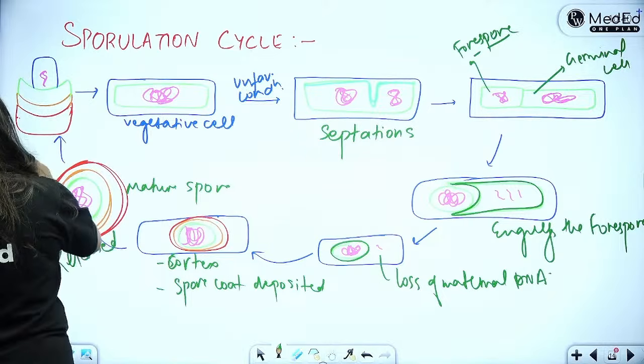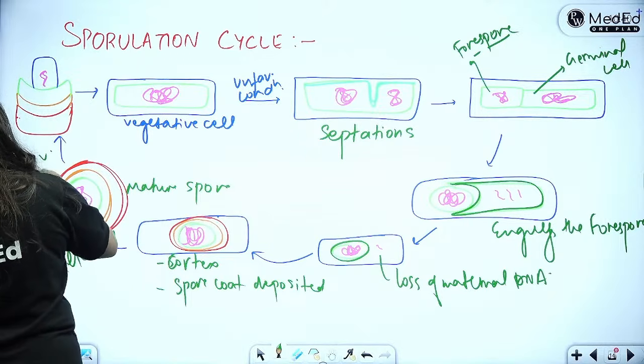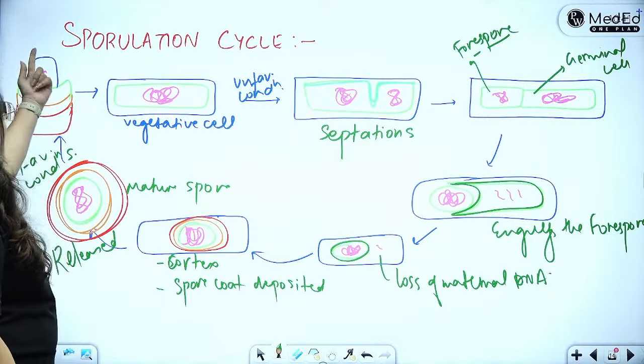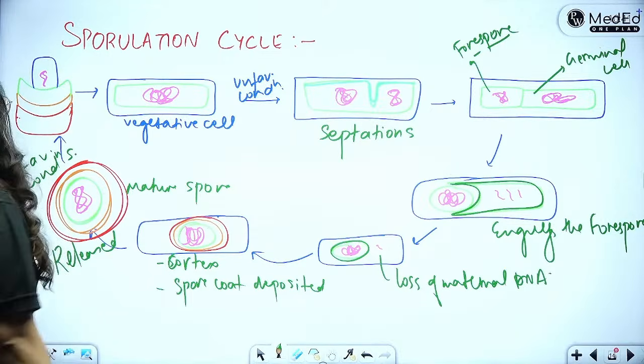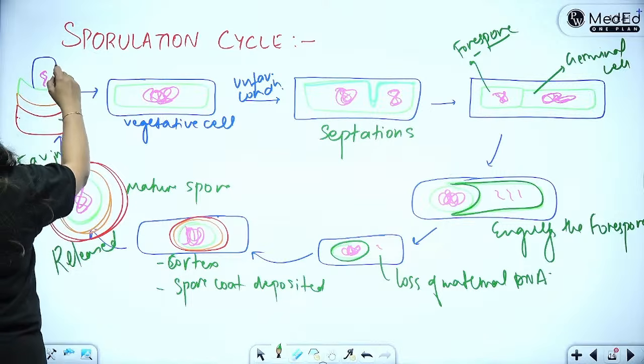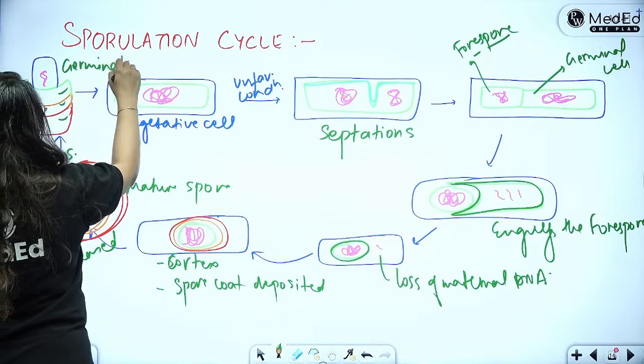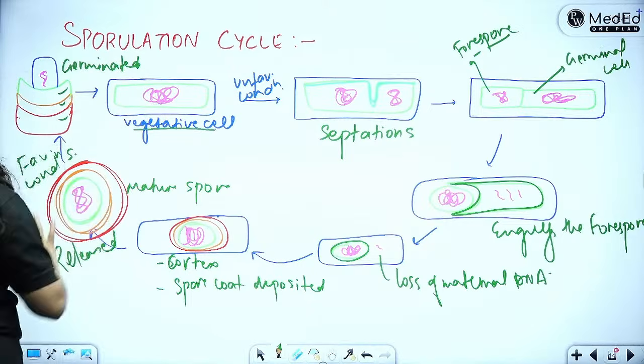Now whenever favorable conditions come back, the bacteria has to come out of this spore. You see that all the layers have opened up and the bacterial cell has germinated, and after germination the vegetative cell is back.